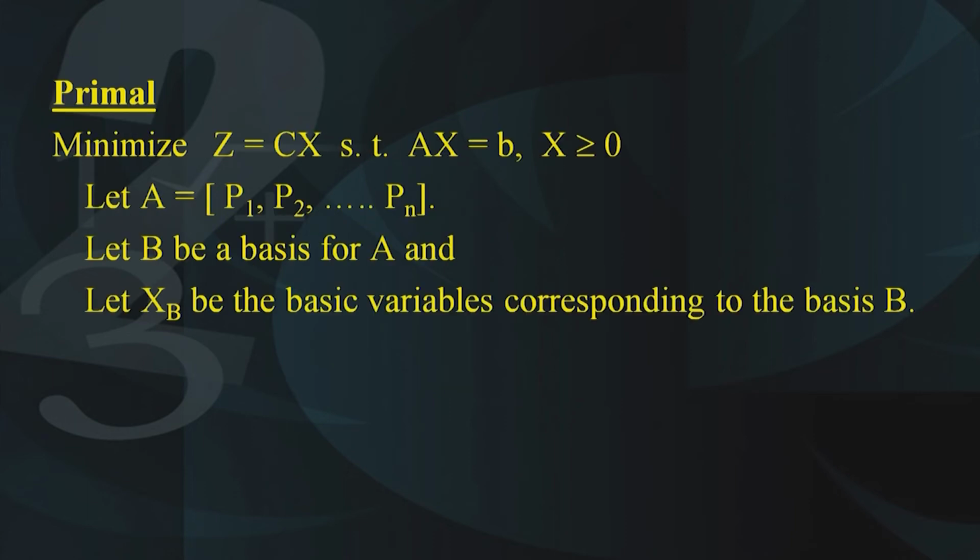Now, we will look at some definitions. First of all, if we have the primal in the form as follows: minimize z is equal to cx subject to Ax equal to b, x greater than or equal to 0, and let us suppose that A is given by the columns p1, p2, ..., pn, and B is a basis for A, and xB is the basic variables corresponding to the basis B. It is important that you maintain the sequence that is appearing in the basis. So, that sequence has to be followed. That is why we are writing it in this form: B is equal to p1, p2, ..., pm.